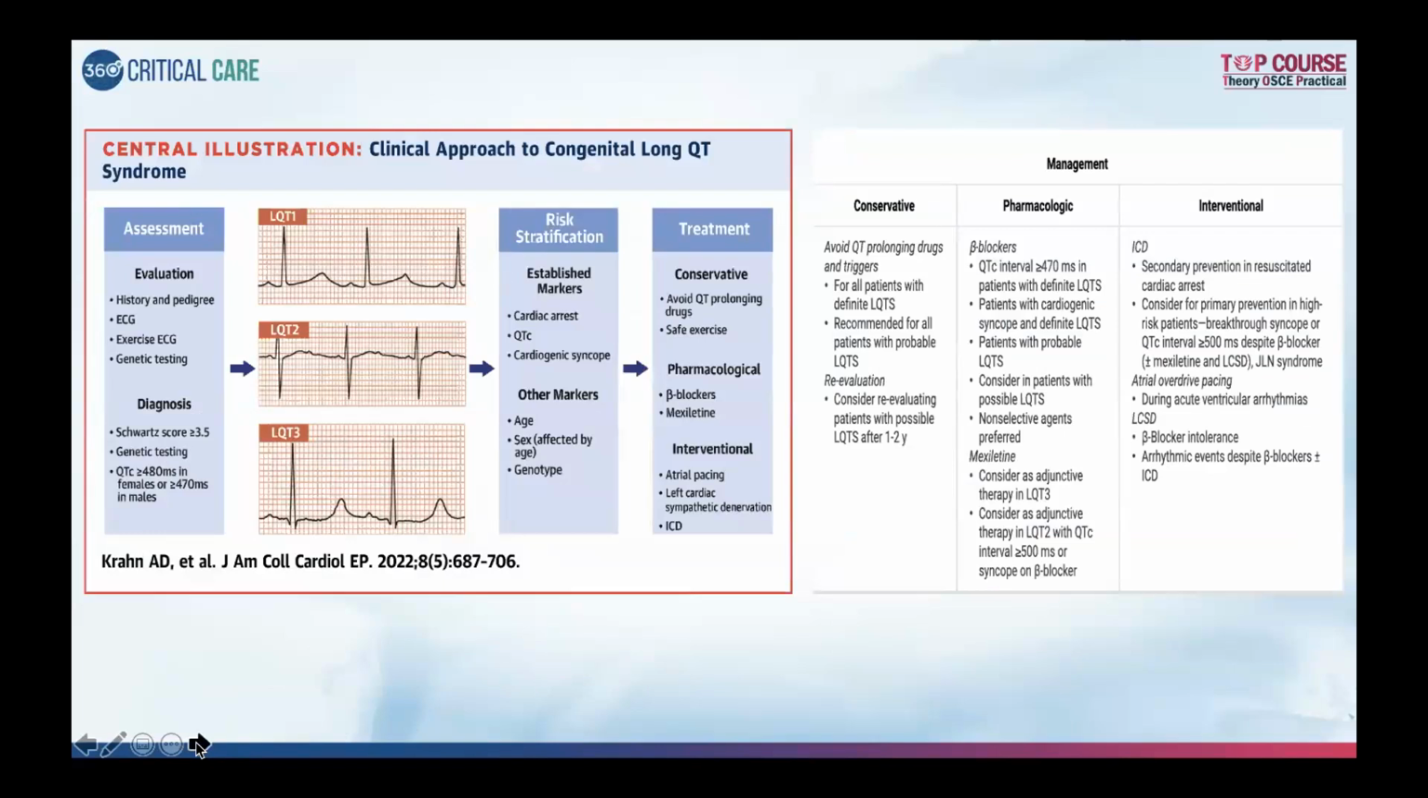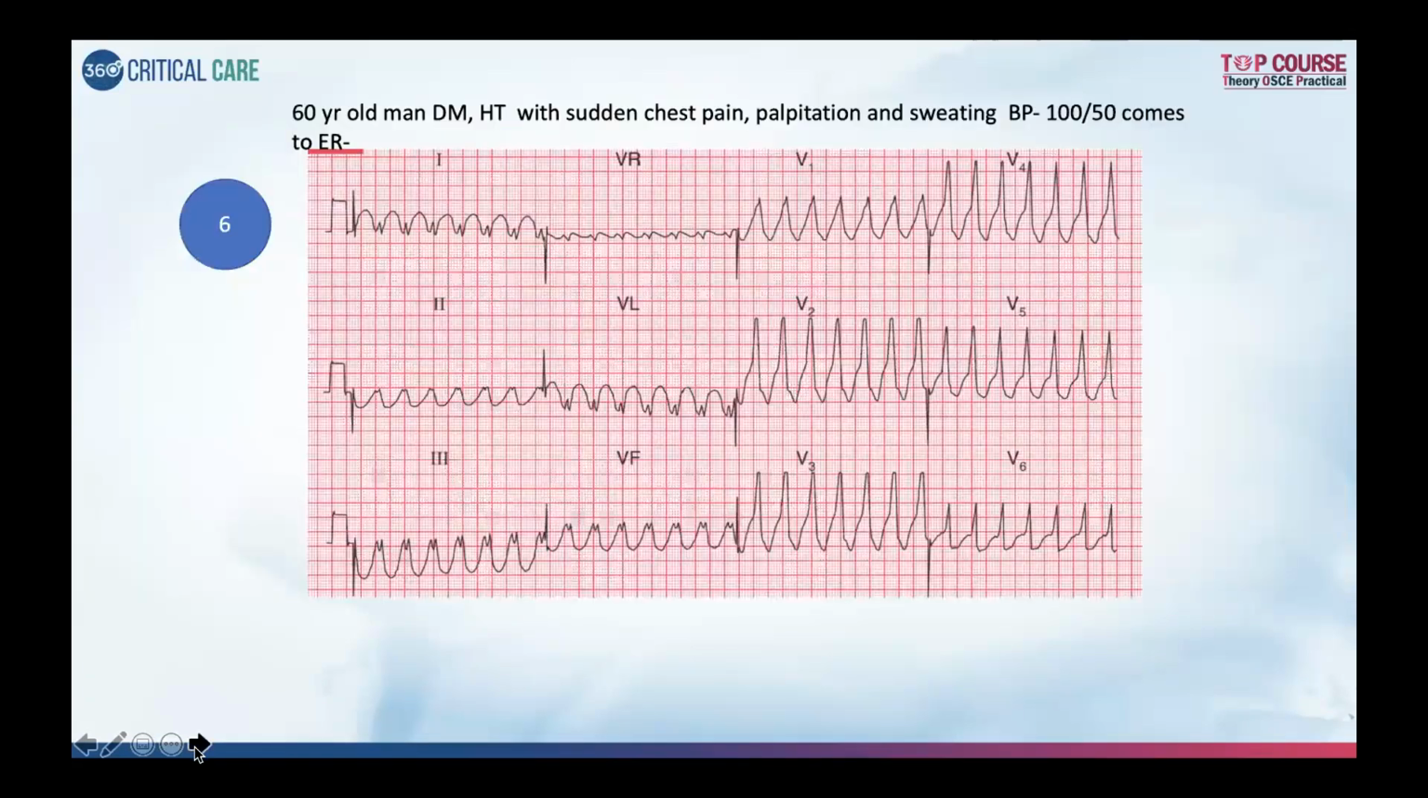So long QT congenital aspects, if you are looking into three types, something that you can know. Three types. First two are related to potassium channel abnormalities. Three is due to sodium channel abnormality, and pharmacological therapy would be beta blockers and mexiletine.